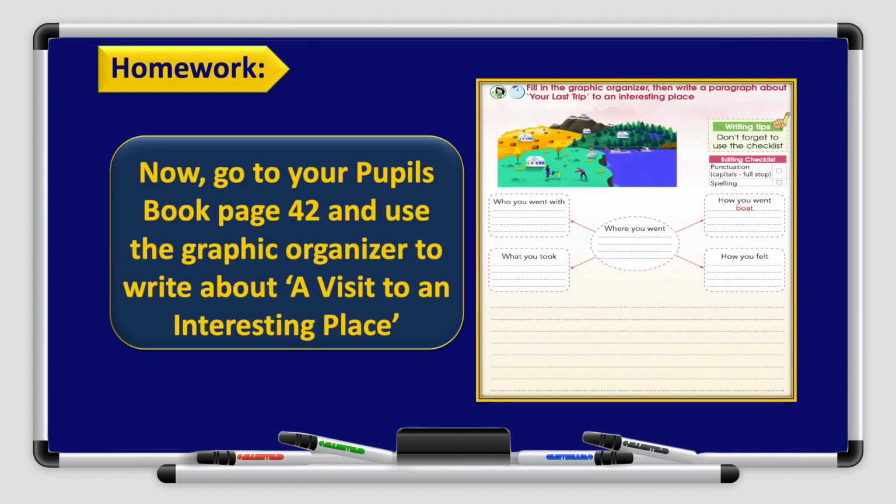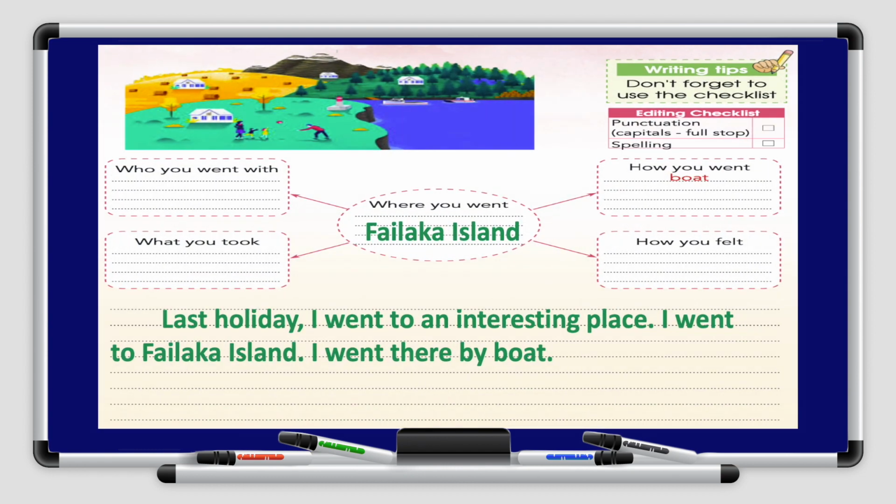Now, remember you have a homework. You go to your pupils book, page 42, and use the graphic organizer as just we did to write about a visit to an interesting place. Okay, so you have to take a look at the picture. The title is Faylaka Island. Try to answer the questions and follow the instructions and details. I'm going to read the first example for you. Last holiday, I went to an interesting place. I went to Faylaka Island. I went there by boat.